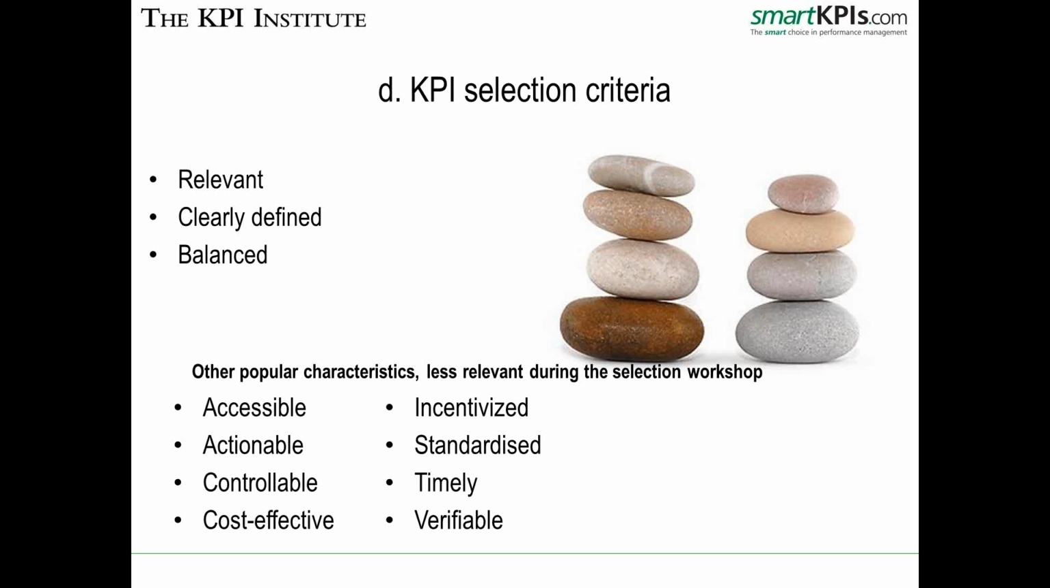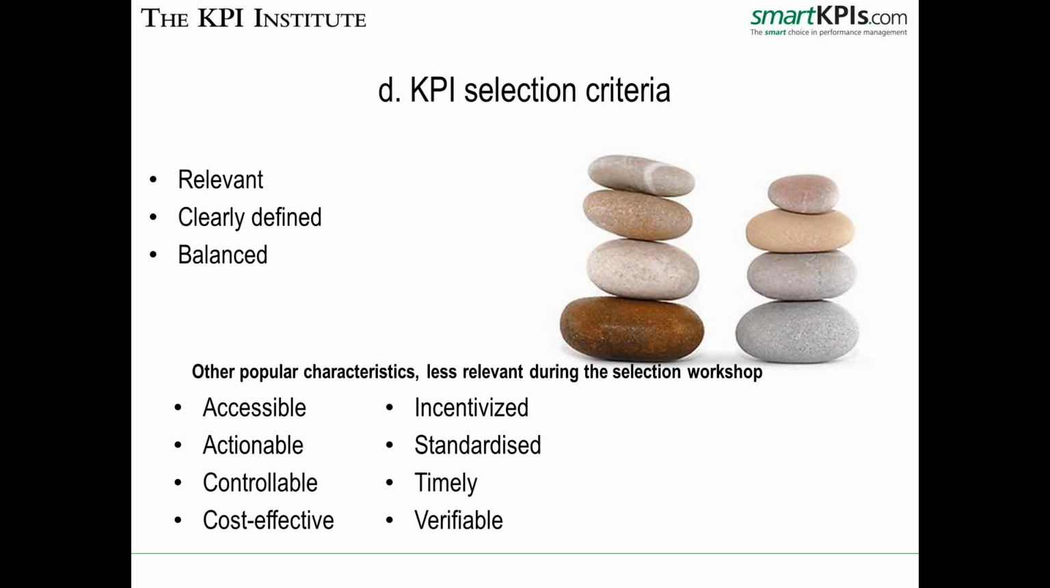And finally, balanced. What we need to analyze here is what sort of negative behavior monitoring such KPIs may generate as a result of people trying to achieve these KPIs at the expense of some other aspects of the business. So balancing KPIs is again something to be done during selection by looking at balancing efficiency with effectiveness, balancing quantity with quality, and protecting against gaming.